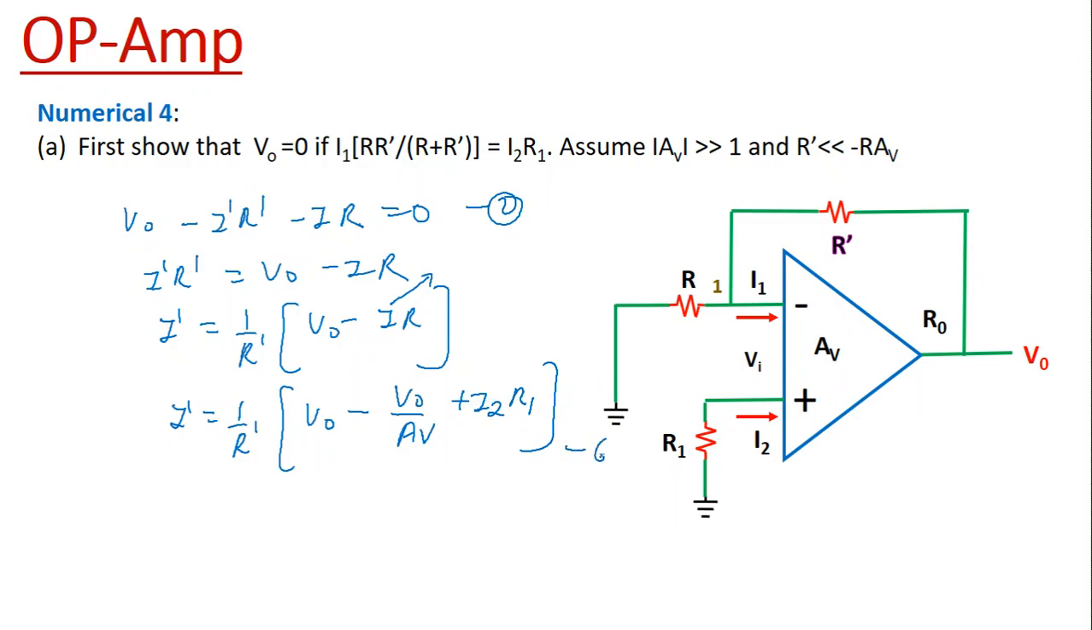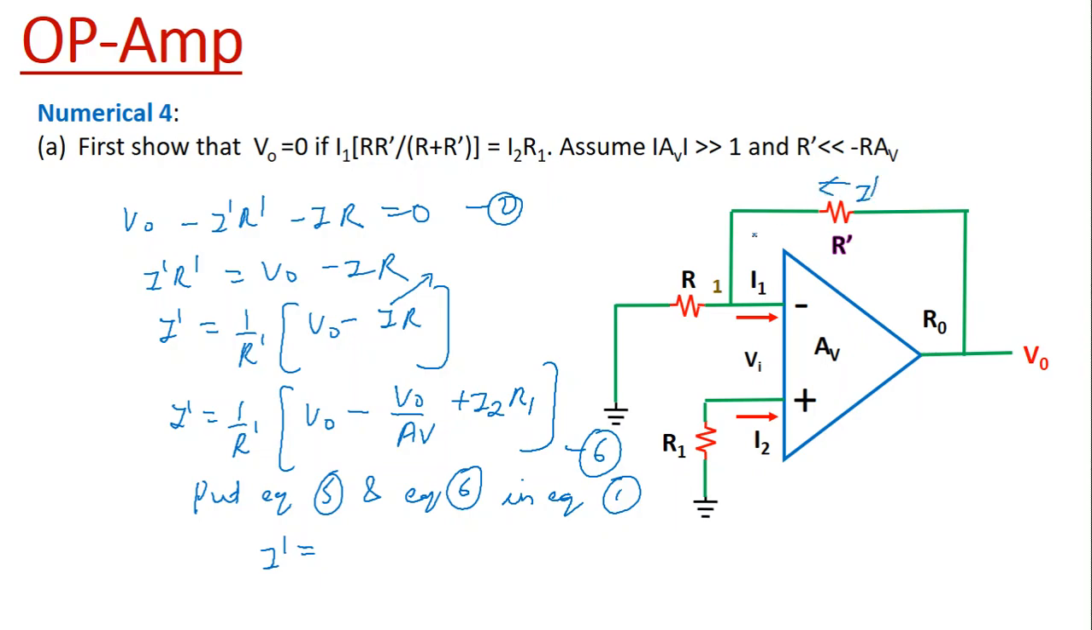This we are getting. This is equation number 6. Now we put equation number 5 and equation number 6 in equation number 1. So our equation number 1 was I dash is equal to I plus I1, and from this equation we get I1 is equal to I dash minus I. So in this equation we put equation number 5 and 6.